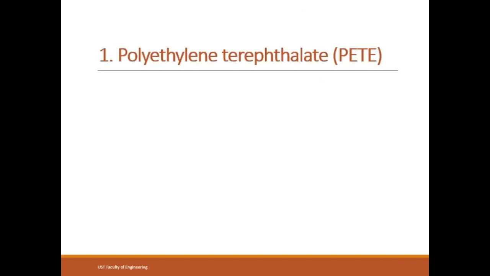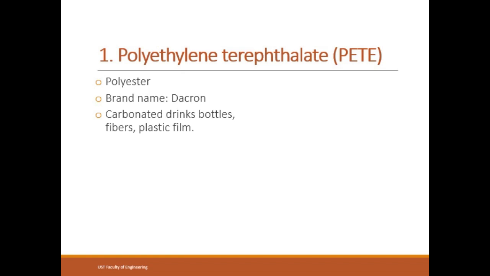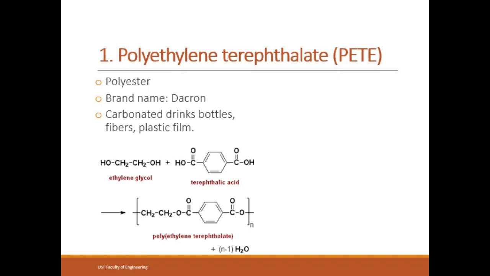Code number 1 corresponds to polyethylene terephthalate or PETE. PETE, having a brand name Dacron, is the most common thermoplastic material of the polyester family. PETE is a condensation polymer made from the monomers of ethylene glycol and terephthalic acid.